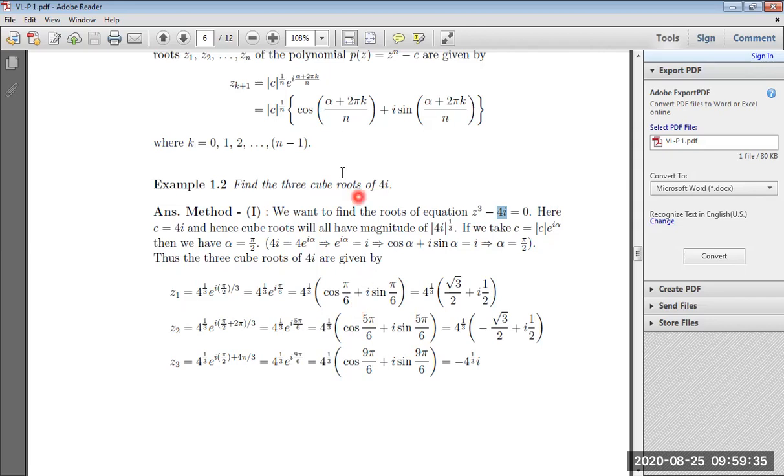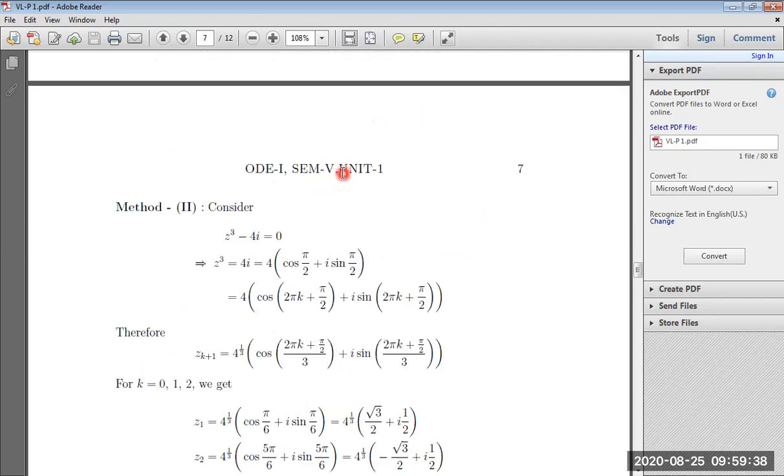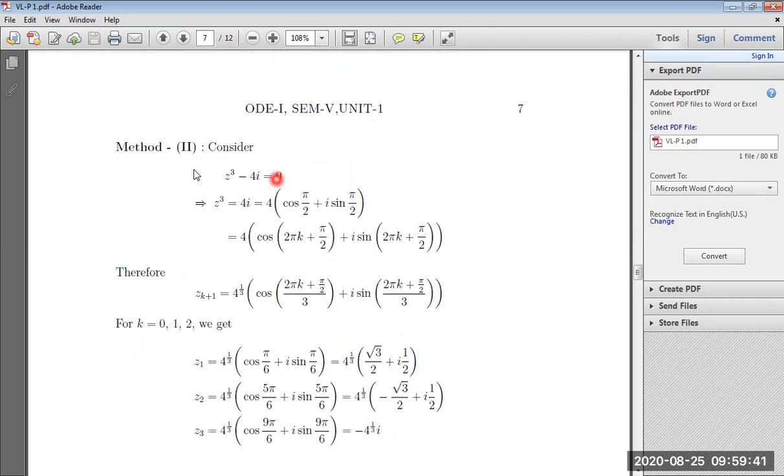Now another method I will discuss for the same problem. So this is very straightforward. z to the power 3 minus 4i is equal to 0. Here you see z to the power 3 is equal to 4i. So this is equal to 4 into. Again here, what is the magnitude of 4i? It is 4, and here the root is of the type e to the power i theta. And therefore you write e to the power i theta is equal to cos pi by 2 plus i sin pi by 2. But you rearrange this.